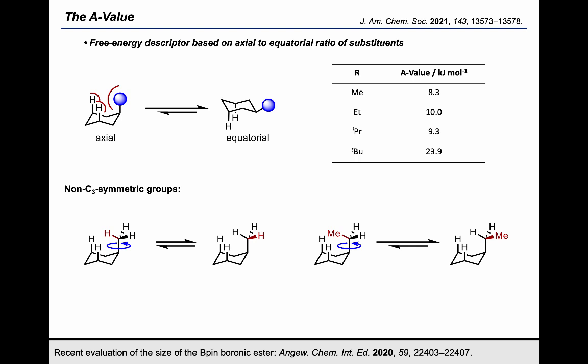This also applies to isopropyl, where we don't really capture the full size of an isopropyl group. It's only once we get back to tert-butyl that we have a C3 symmetric group again, and no matter which way the tert-butyl points when it's in the axial conformation, we capture the full size effectively, and thus there's a large increase in A value.